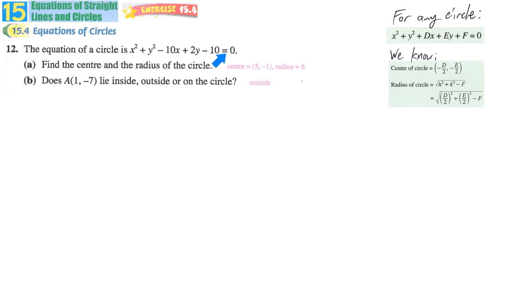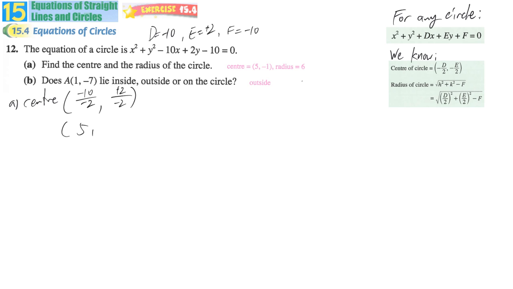Part A is just the same as the previous question, so we apply the formula because they give us the general form, so we can apply the formula to get the center and radius. So for the center, here D is -10, while E, the coefficient of Y, is +2, and F, the constant term, is -10 here. So we have -10 divided by -2. The Y coordinate is +2 divided by -2.